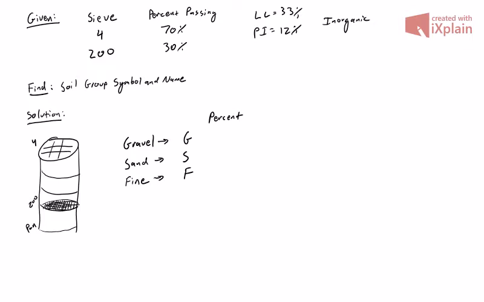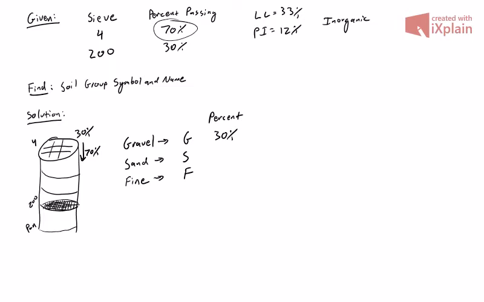Gravel is defined as everything big enough that it doesn't go through the number 4 sieve. So we look at the percent passing. 70% of the soil got through the number 4 sieve, which means 30% was trapped above it. If 30% is trapped above the number 4 sieve, that means 30% is bigger than number 4. Therefore, 30% of the soil is gravel.